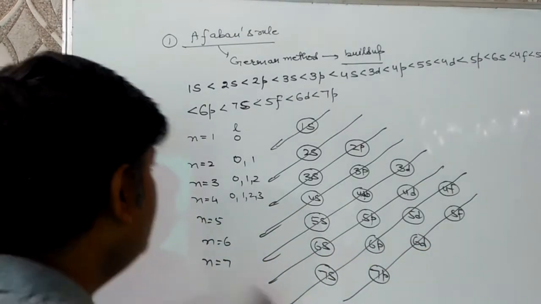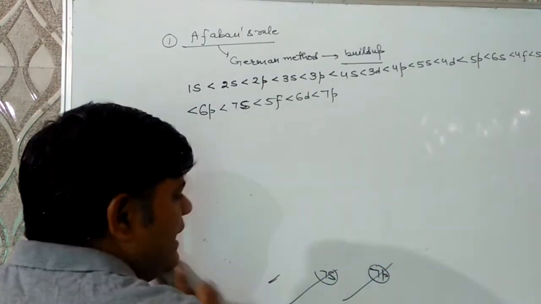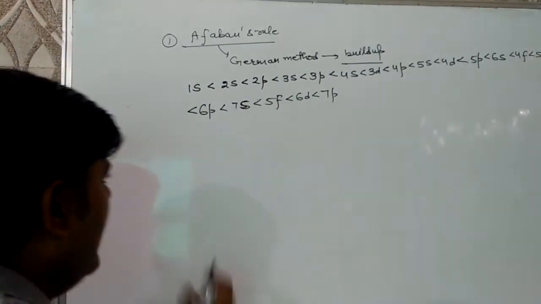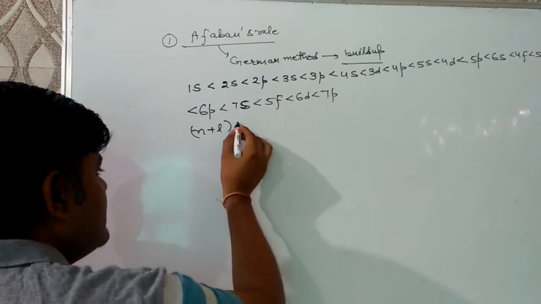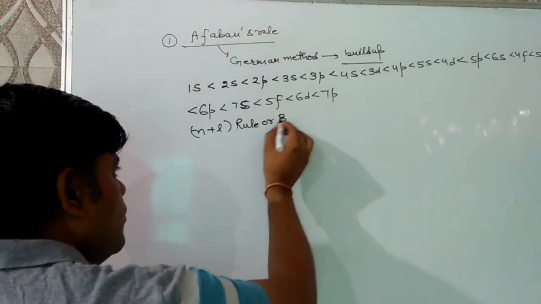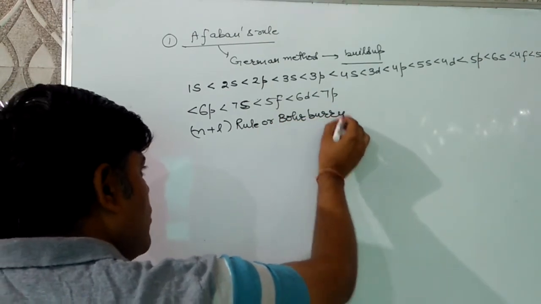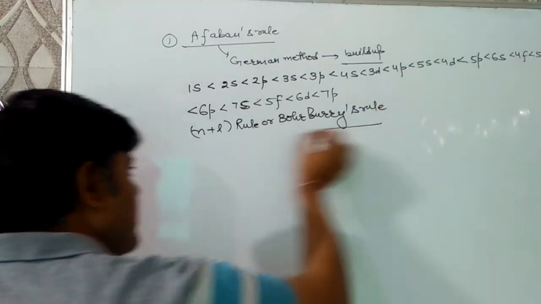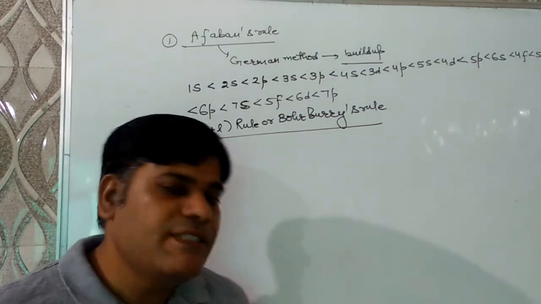And the second method to remember this order is known as the n plus L rule or Bohr-Bury rule. N plus L rule or Bohr-Bury rule is very important to remember the energy order of two or more atomic orbitals.